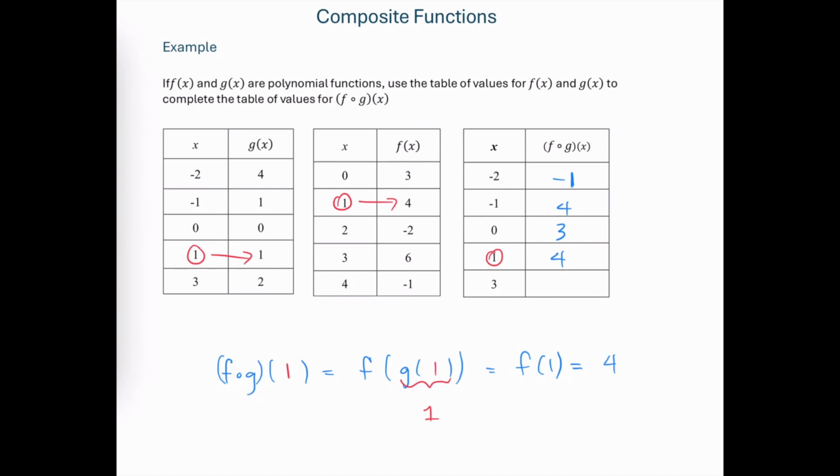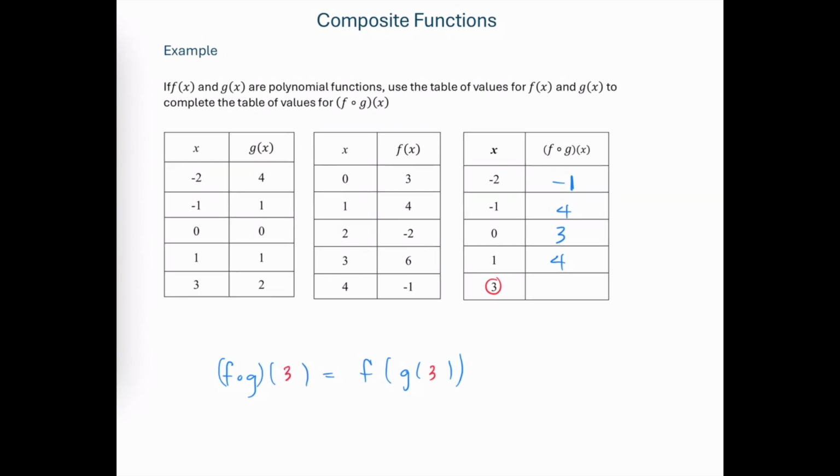And finally, we're evaluating the f composed with g function at 3, which means that 3 gets plugged into the g function first. G evaluated at 3 is 2. 2 becomes the input for the f function. F evaluated at 2 is -2, and -2 is then the output of the f composed with g function evaluated at 3.